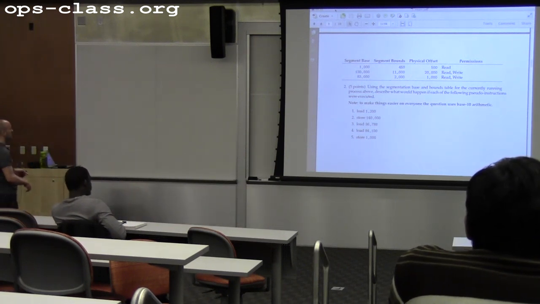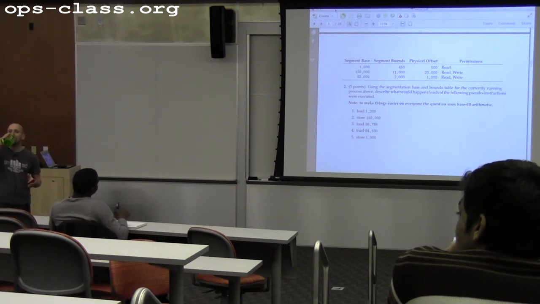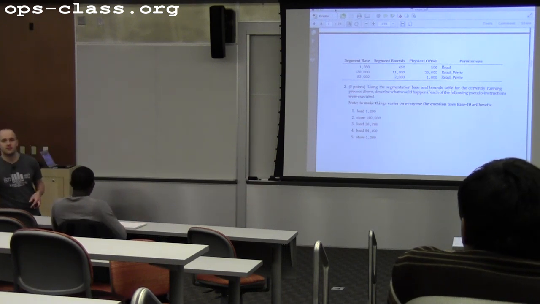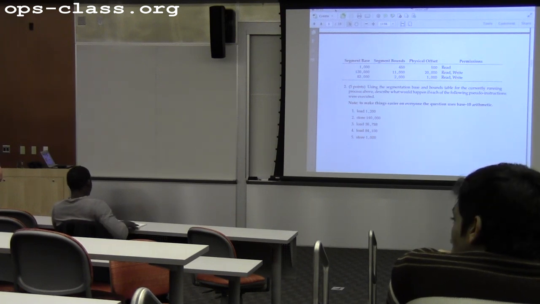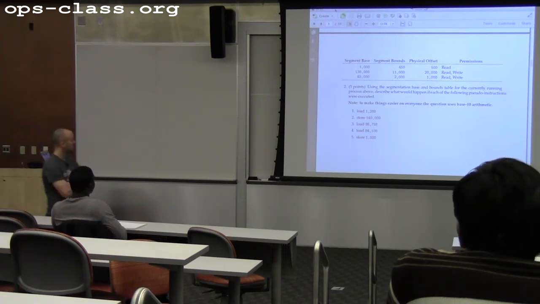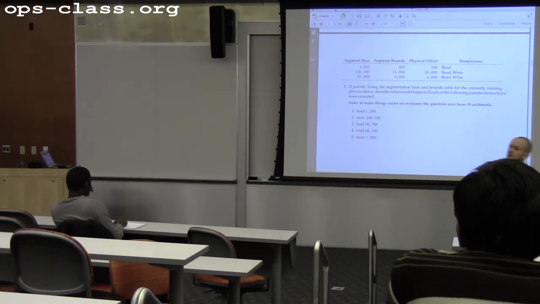So a load from address 1200. Yeah, what happens? And where does that, yeah, you also have to tell me from where. From where, right? What would happen, right? So you're saying this would result in a successful load, and where would that load come from? Right, so, no, you did that correctly, but what physical address does this load come from? Yeah.